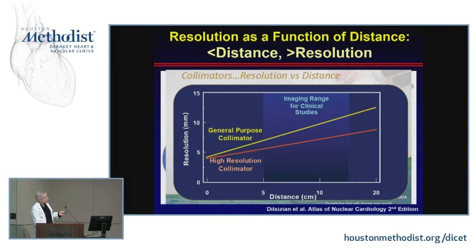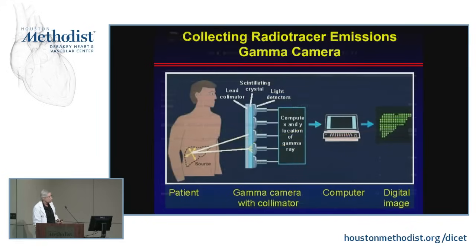Okay, and again, it does depend a little bit on what kind of collimator you use. This is a general purpose collimator, this is a high resolution collimator, and this is resolution. You can see that loss of resolution is greater with general purpose collimators, and that has to do with the septa, their thickness and length, as compared to high resolution collimators. But irrespective, as you move further and further away, your spatial resolution degrades. Okay. So let's move on.